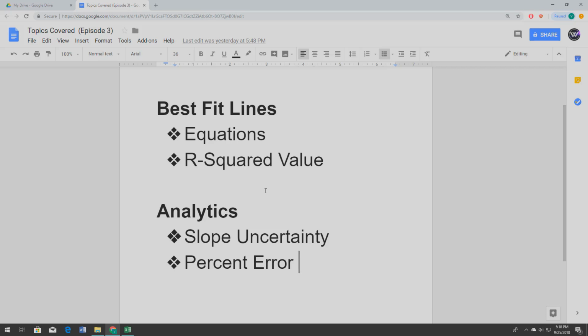Specifically, we're going to be adding on to the file that Amir worked on in the last episode. So I highly suggest that you take a look at that video if you want a little bit of contextual knowledge on what has happened already, so that you can be up to date with what we're going to be doing today. Today we're going to be covering best fit lines, specifically equation labels, and the meanings of the numbers within your labels, the R-squared value, and then in analytics, the slope uncertainty and percent error, specifically how to calculate both of these and really how to tie these values into your conclusion.